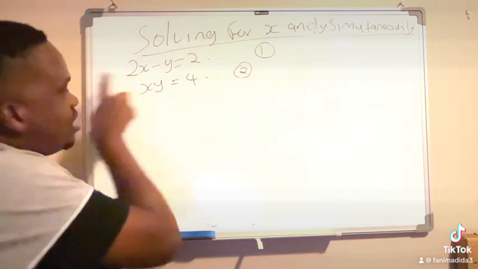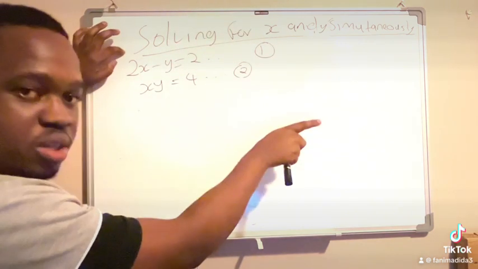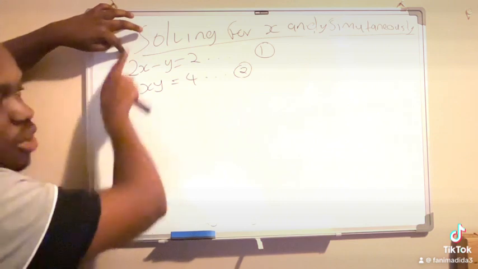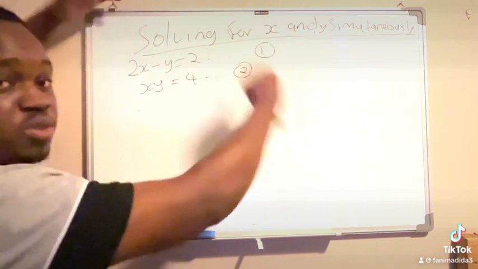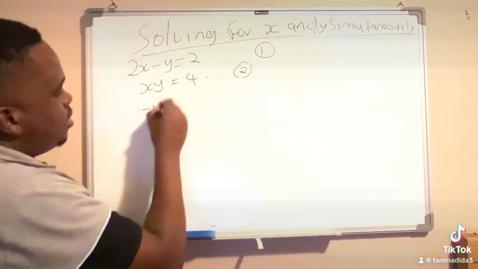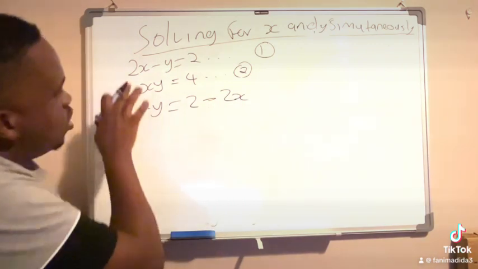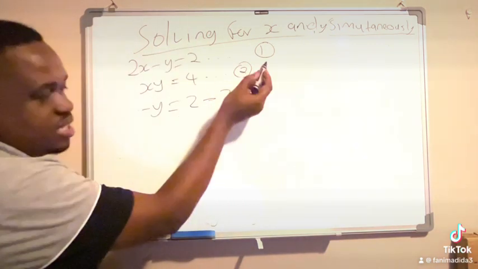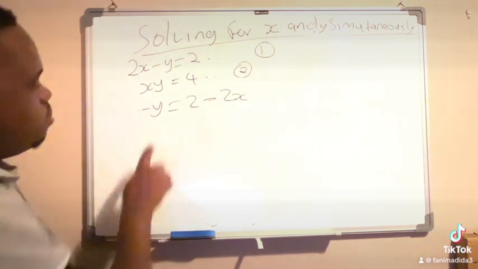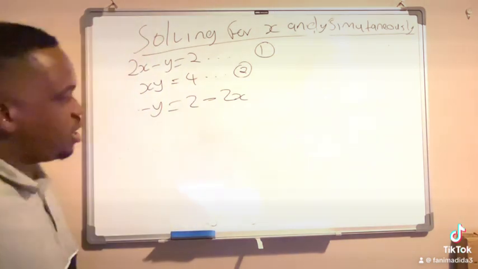By making y the subject of the formula, we need to take the 2x to the other side of the equal sign. Do you see that? This 2x is positive. If you take it to the other side of the equal sign, it's going to become negative. So you're going to have negative y is equals to 2 minus 2x. The 2x went from here to the other side. It was positive, now it's negative. We want to make y the subject of the formula, not negative y.